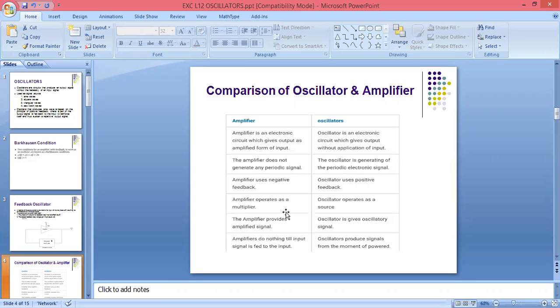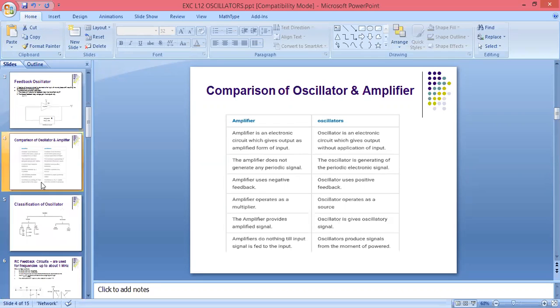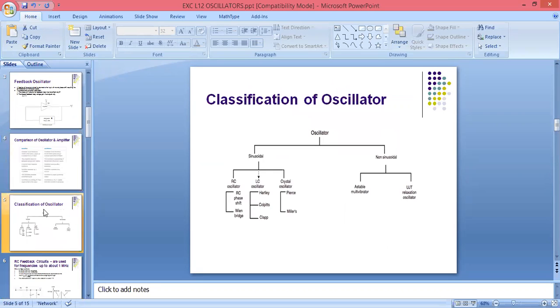Amplifier operates as a multiplier because it is only amplifying the value of input. But what does the oscillator do? Oscillator is not using input. It is only using feedback as an input. So what we can say? Oscillator will give an oscillatory signal. Amplifier does nothing till we give input, but oscillator will produce the signal from the moment of power. Means if you are giving power supply, you will get the value at the output.